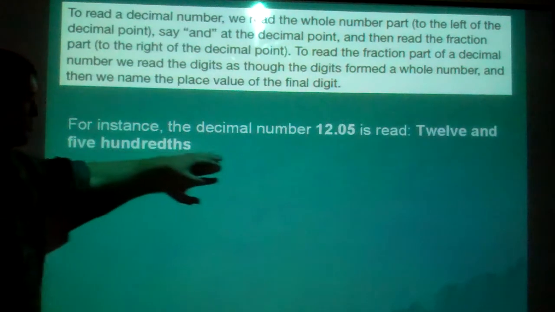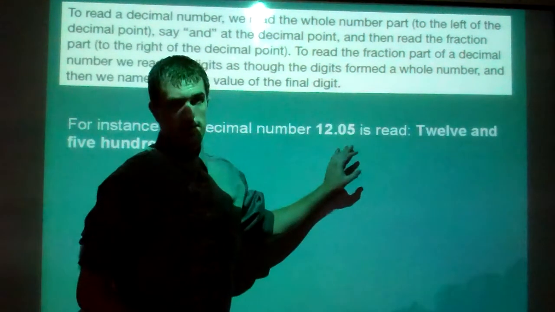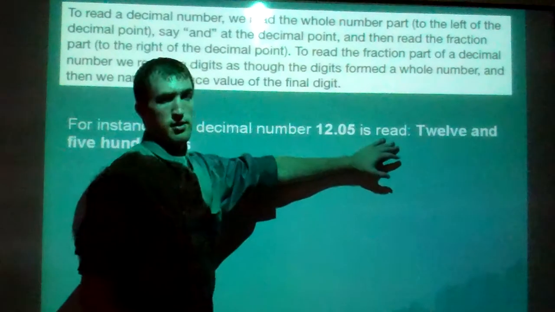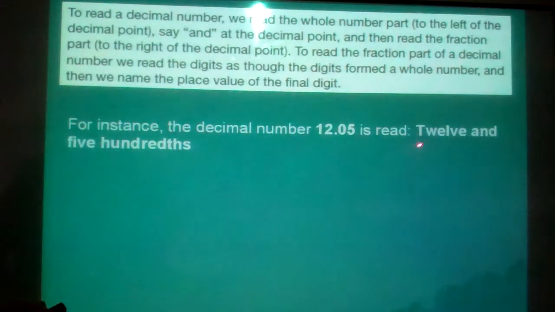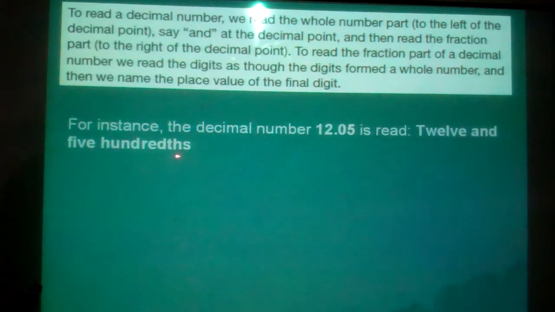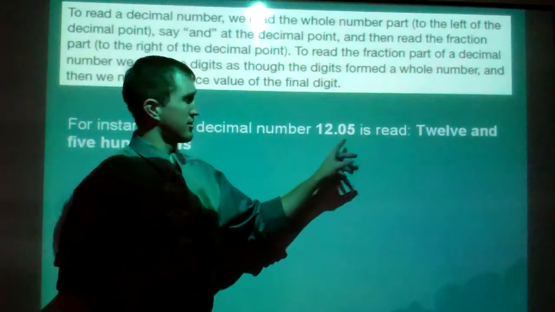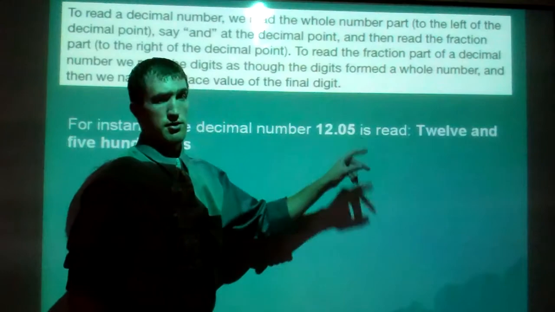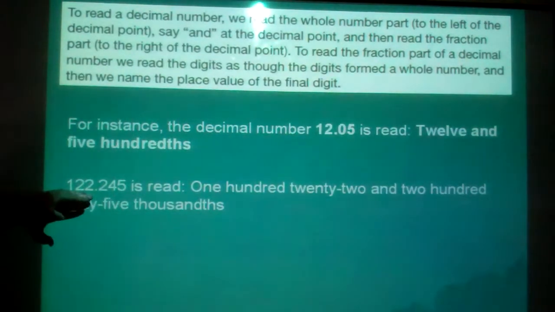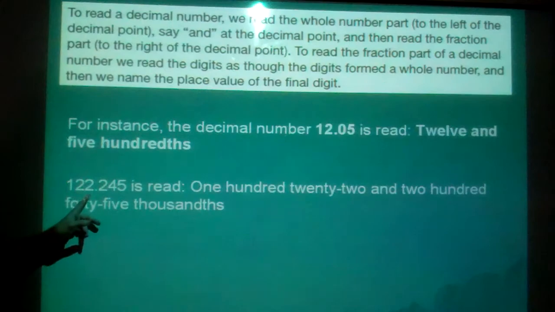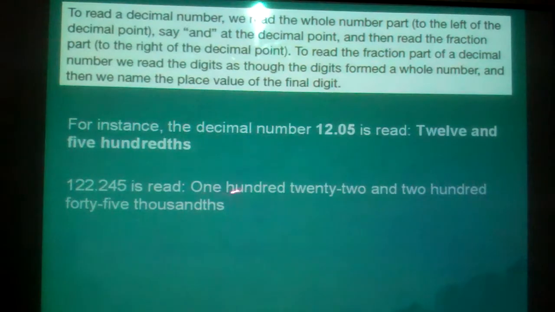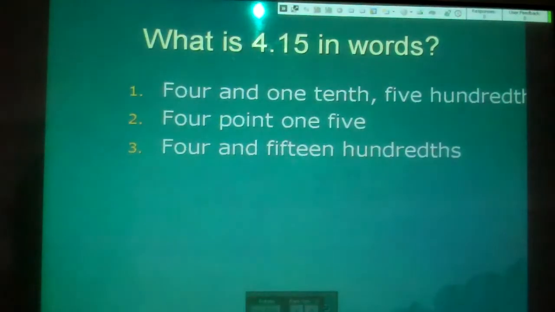Alright, so the decimal number 12.05, that's the unofficial way to say it, is read this way officially: 12 and 5 hundredths. The reason we say hundredths is because this 5 is in the hundredths place. So 12 and 5 hundredths. If we look at this number right here, 122 and 245 thousandths. So that's all written right here.